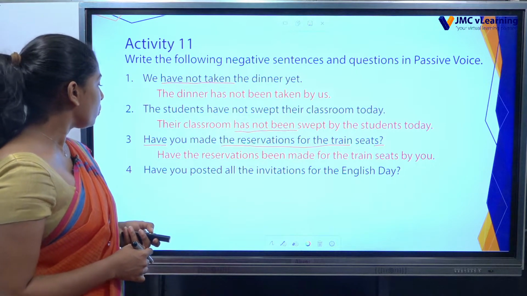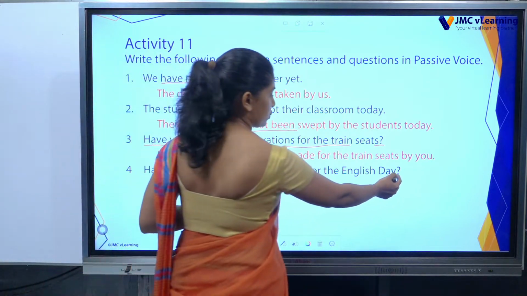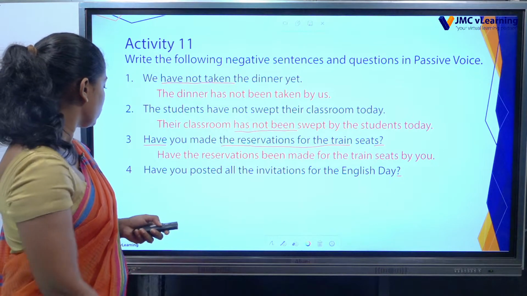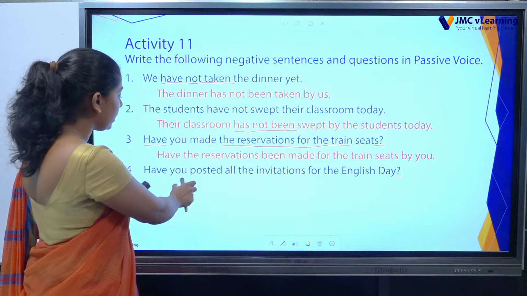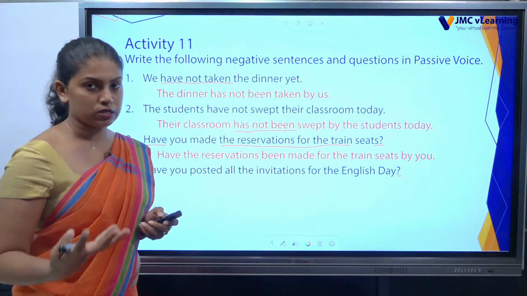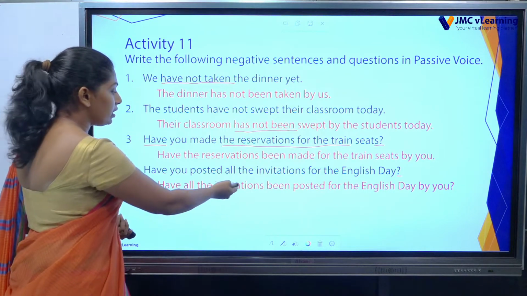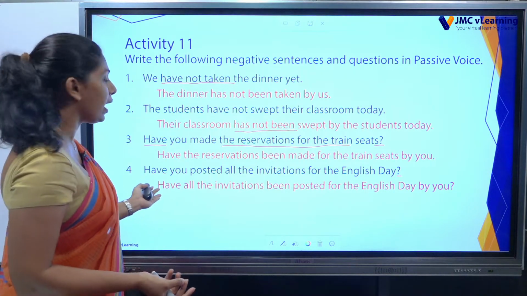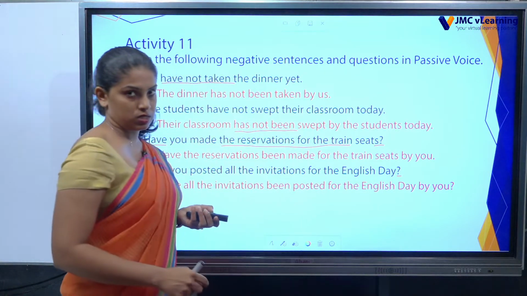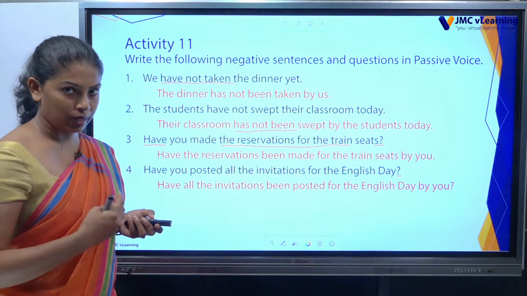Fourth one, have you posted all the invitations for the English day? Again we can see a question, right? So, have you posted? So, this is the question, how we are starting that. Subject, verb past participle, and all the invitations is the object here. So, we have to take it when we are making the question. All the invitations is plural. So, we can take have. Have all the invitations, then been posted. Helping verb, then verb past participle, for the English day by you, by subject.